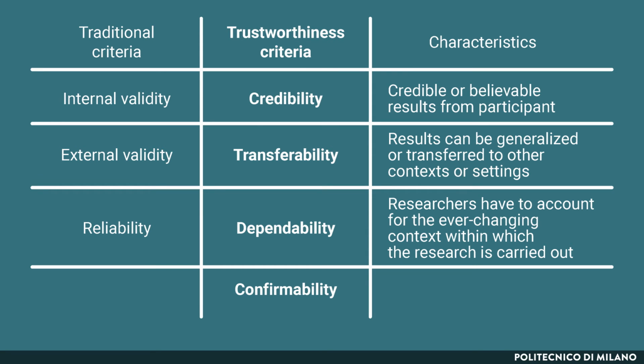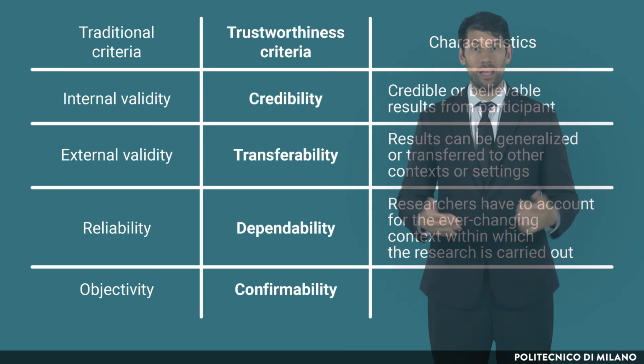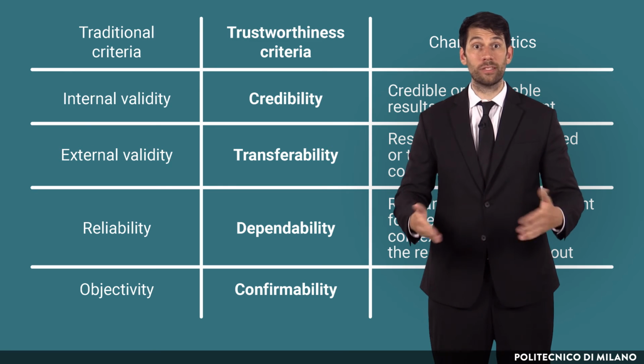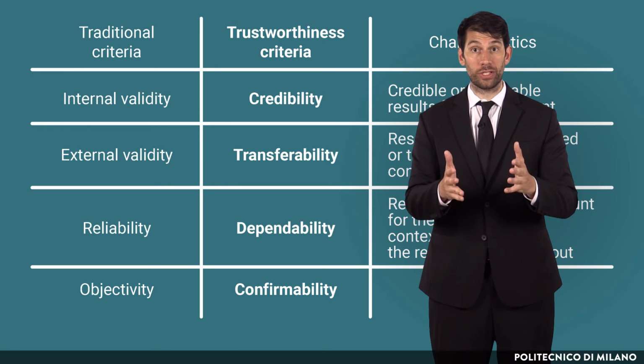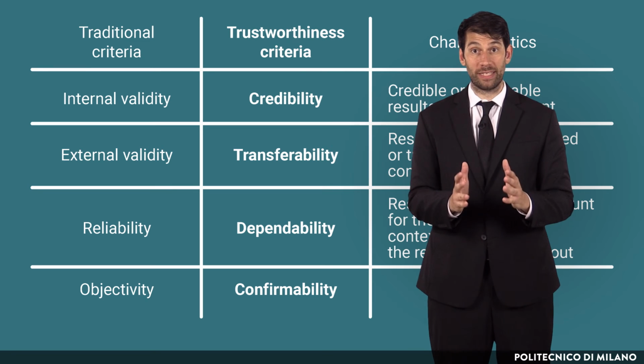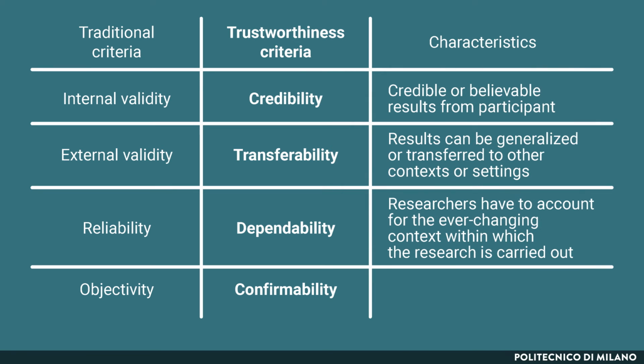Confirmability, or objectivity. Qualitative research tends to assume that each researcher brings a unique perspective to the study. Confirmability refers to the degree to which the result could be confirmed or corroborated by others. Applying these criteria to evaluate a case study helps assessing whether the research method was designed and conducted in a sound way.